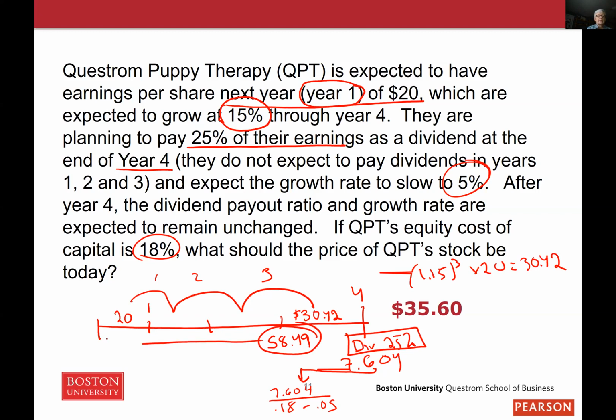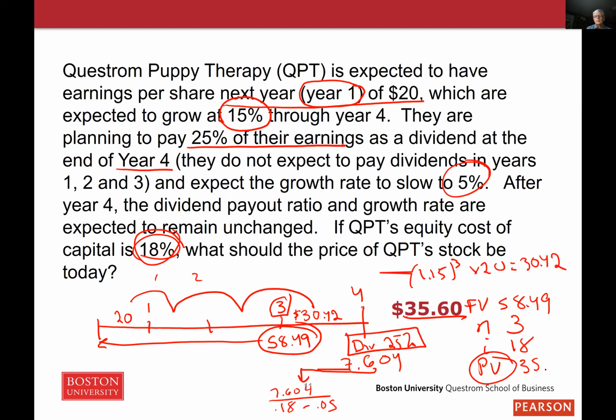and bring it back to time 0. So the easiest way to do that is to make your future value 58.49. N is 3 because this is at time 3. I is our equity cost of capital. Solve for present value, $35.60.